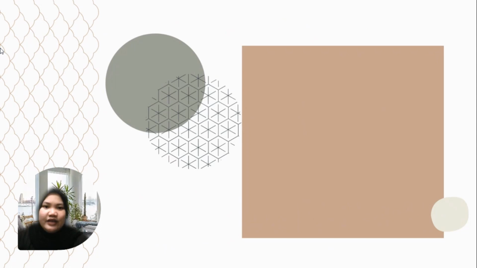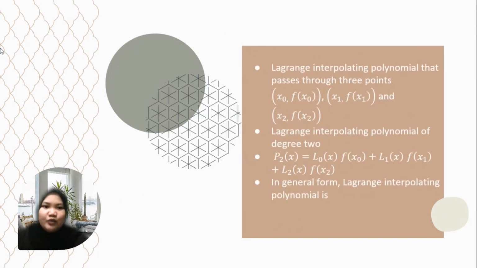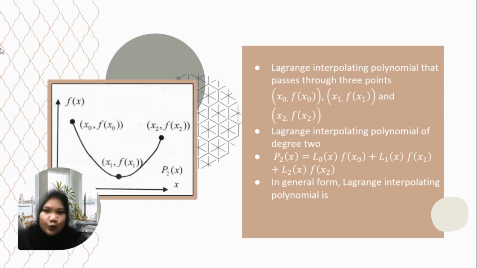Meanwhile, if we have a Lagrange interpolating polynomial that passes through 3 points, which is x0, f(x0), x1, f(x1), and x2, f(x2), we must use the Lagrange interpolating polynomial of degree 2, with the formula as shown below. The figure shows the polynomial that passes through 3 points. In general, the Lagrange interpolating polynomial can be described as the sum of Li(x) f(xi).